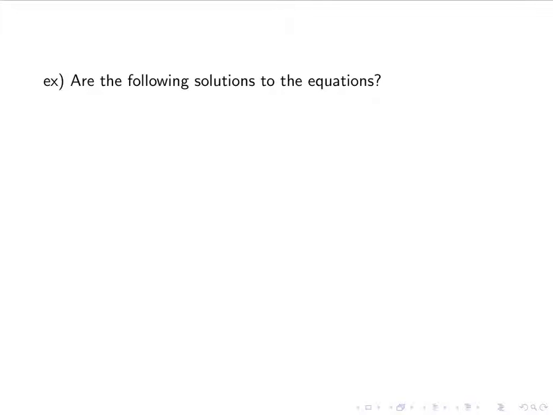solution to the equation? So we're given an equation, 3x plus 2y equals 3, and we're given a point, 1 comma 0. So what I do to figure it out is I plug in my point, making sure to plug in the x for the x and the y for the y. So 3 times 1 plus 2 times 0 is 3. So yes, it is a solution to the equation.